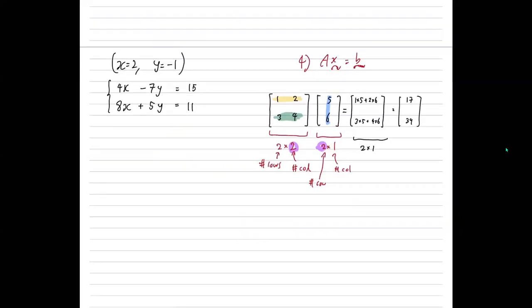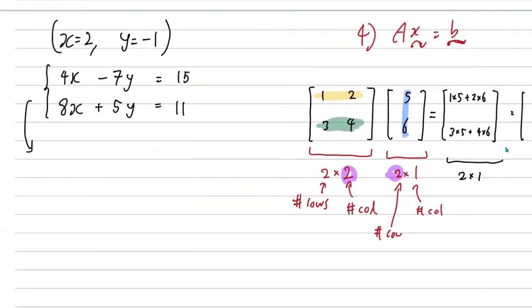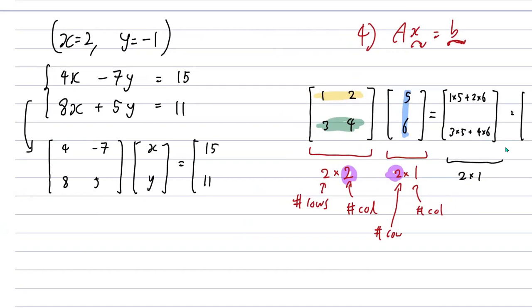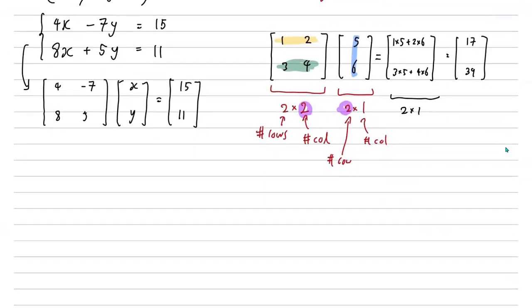Okay, now we apply it to this case. Can you see that you can convert this into a matrix? It's already just 4, negative 7, 8, 5, and then you multiply it by x, y, and it equals 15, 11. Can you see how they are the same? I follow the exact same color notation. Yellow and green, basically 4x minus 7y equals 15, and 8x plus 5y equals 11.